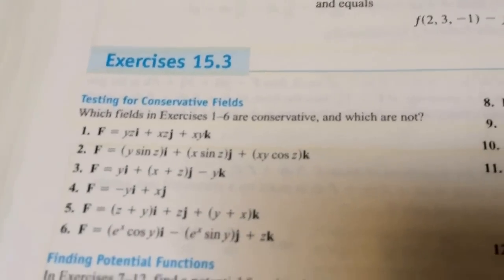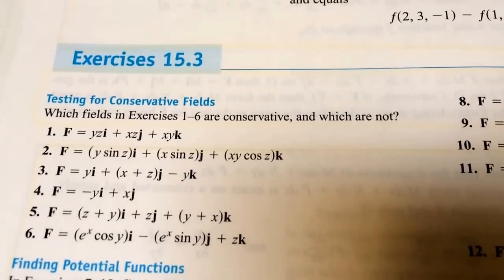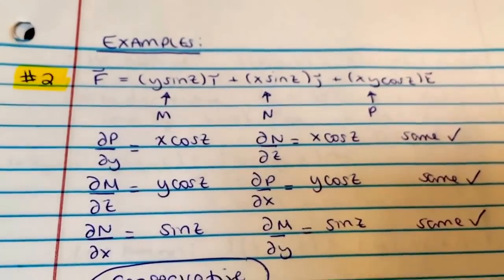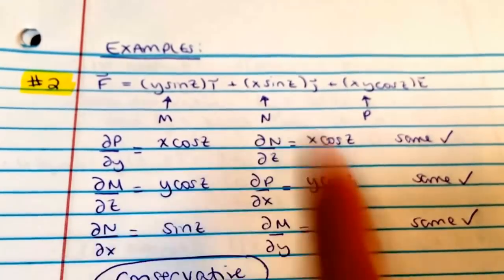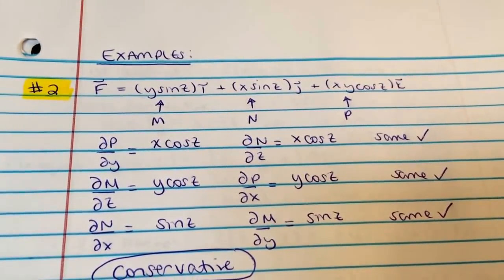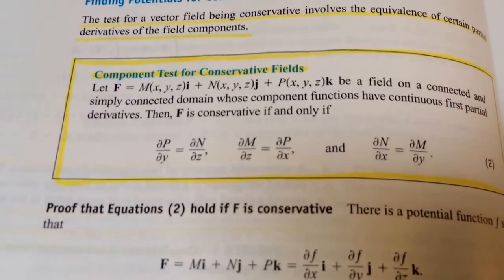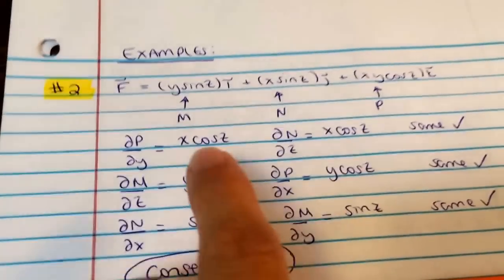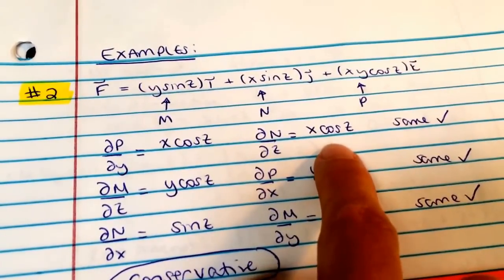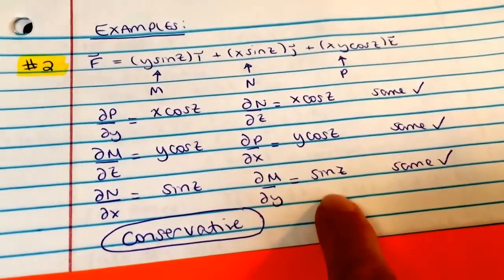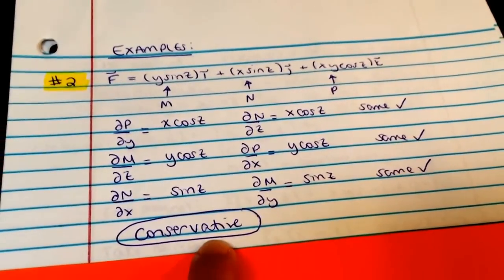So first, you are testing for conservative fields, so that's where you're checking those three partial derivatives, which ones are conservative and which ones are not. So we're gonna look at two of these. Number 2 is the first one. M is the thing in front of the I, N is the thing in front of the J, P is the thing in front of the K. So you're checking this again, hold on, is on page 852. These are the ones I'm checking. So I've done them in pairs. So first, here is dp dy, here is dn dz, those are the same, so I keep going. dm dz, dp dx the same, keep going. dn dx, dm dy the same. So all three are the same, which means it's conservative.